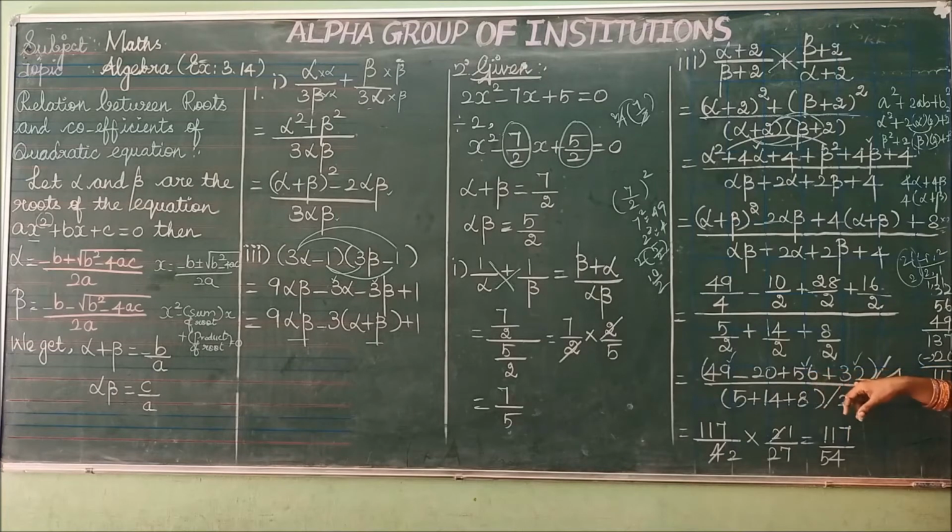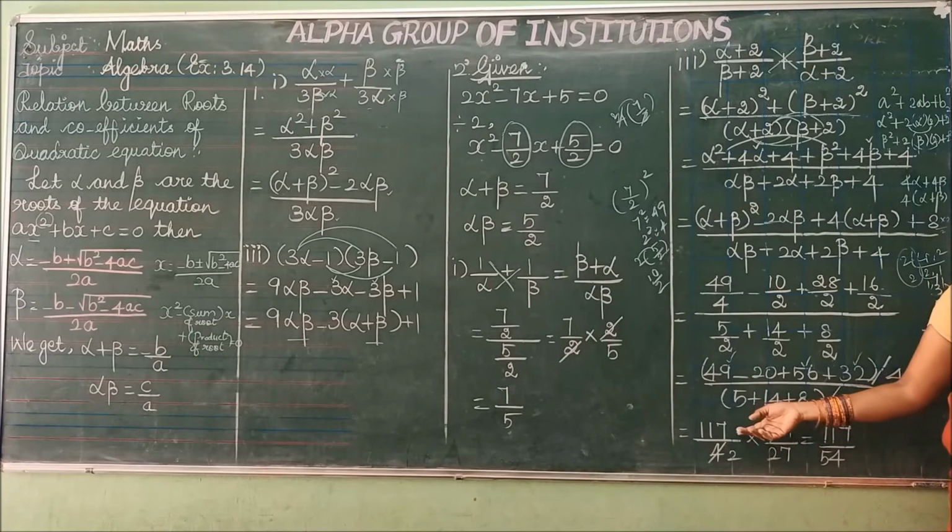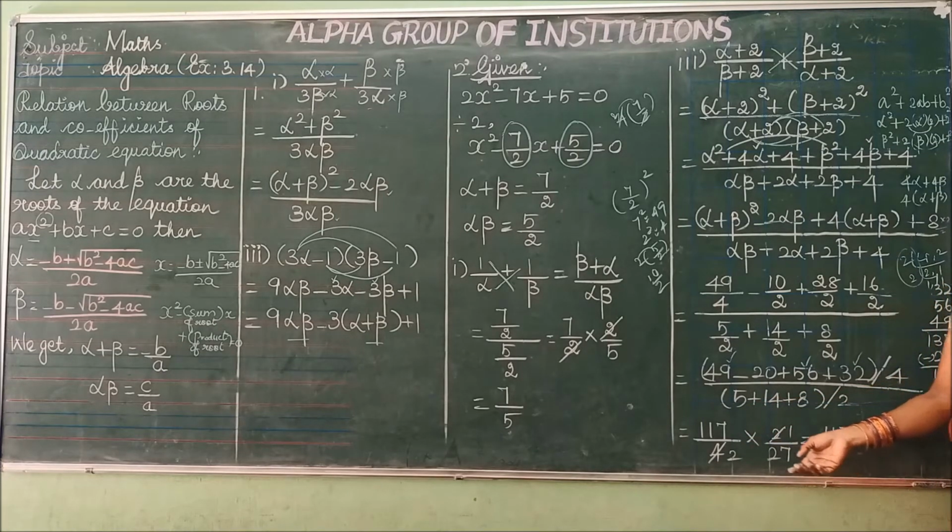So now you can solve and get the value 117 divided by 4. Dividing by 27 by 2 can be written by changing the sign to multiplication. 2 comes to the numerator and the other value comes as the denominator, that is 27. You can cancel the 2s. So 117 into 1 is 117, divided by 2 into 27 is 54.